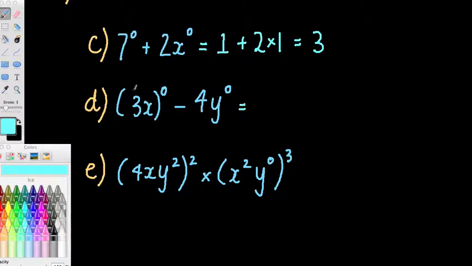This number here, 3x, is being raised to the power of 0. Any number to the power of 0 is 1. Minus 4 times y to the power of 0. Now y to the power of 0 is equal to 1, so this is saying 4 times 1. 1 minus 4 times 1. Well, that's 1 minus 4. That's negative 3.